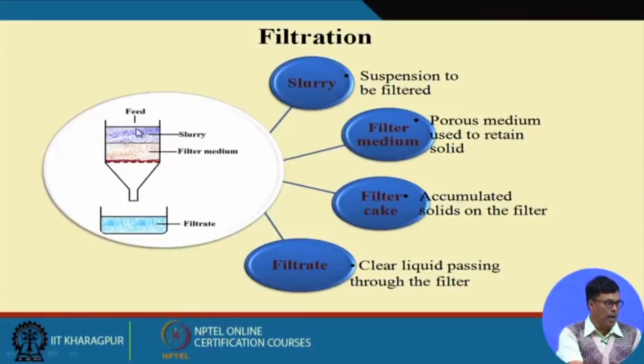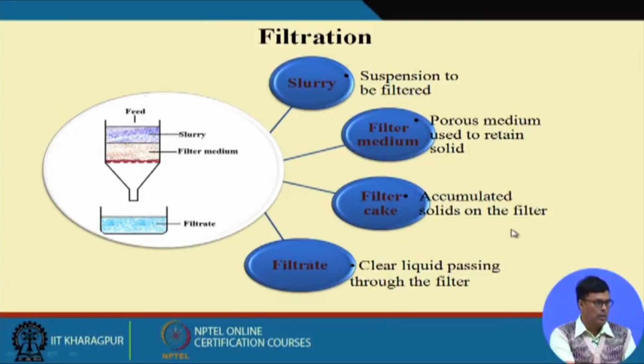Now in filtration, we have slurry, we have filter media, we have a kind of sieving, then we get the filtrate. Slurry is the suspension to be filtered, the material we put in, a combination of solid and liquid. Then the filter media is the porous media used to retain the solid particles. The filter cake accumulates the solid on the filter, this is cake formation, and clear liquid passes through the filter and comes out like this.